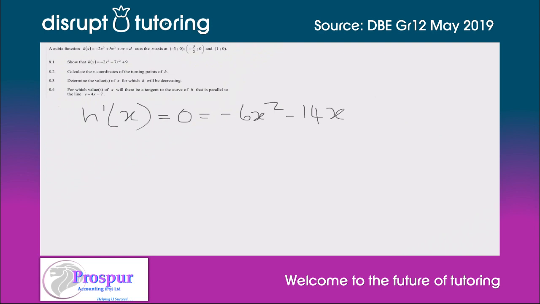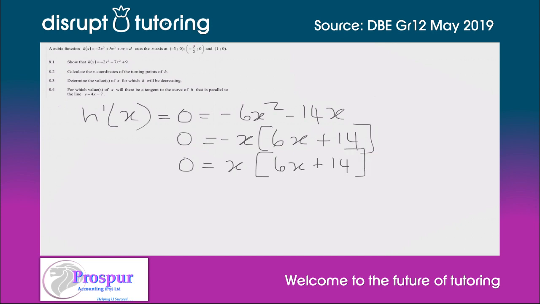Right, so now we can solve for the x there. What I'm going to do is I'm going to pull out a negative x. So I'm going to pull out a negative x, and that's going to leave me with 6x plus 14. And I'm going to divide both sides by that negative 1. So that's going to give me 0 is equal to x(6x plus 14). Now I know either x equals 0 or 6x plus 14 equals 0. Okay? Awesome. Right, so now I can solve for the x values. It's going to be x is equal to 0, so I don't have to rewrite that.